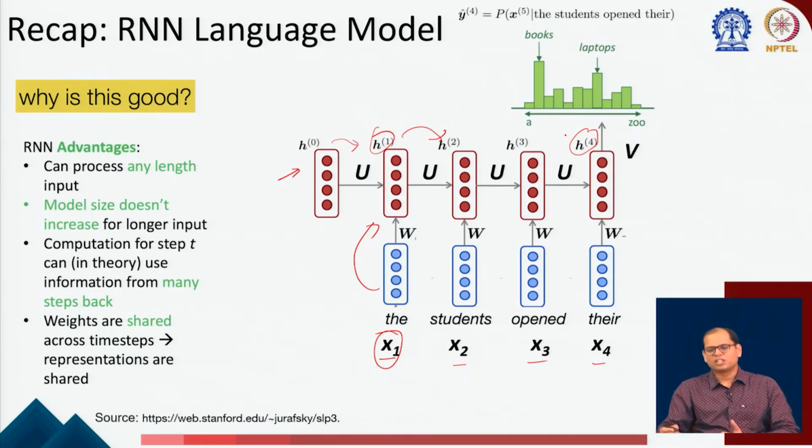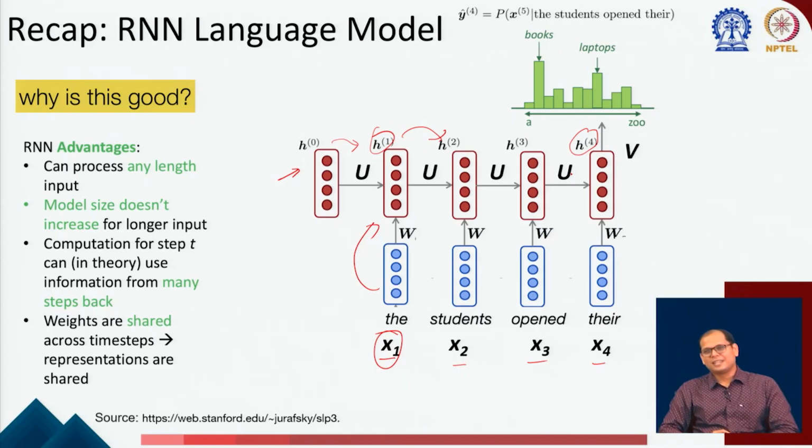We also discussed that you can use another matrix V that will project this h dimension to the vocabulary dimension, and then you apply softmax to the prediction. The advantage is that it does not matter how long your input is. You can process any length of input, and the model size remains the same: W, U, and V are the parameters. You can use information from any steps back, and all these weights are shared across the steps. You don't have separate U matrices or separate W matrices; it is the same U matrix everywhere.